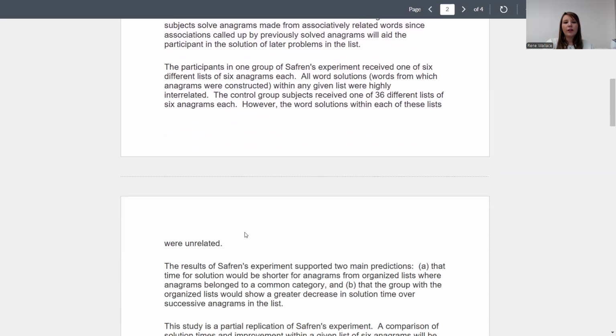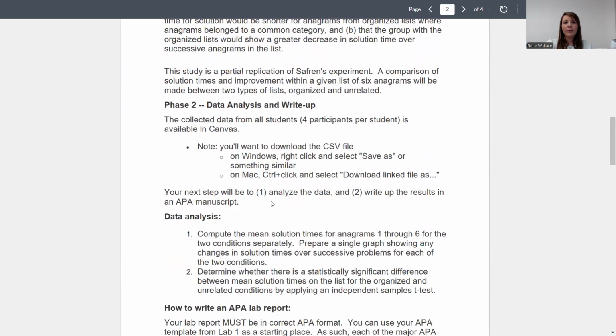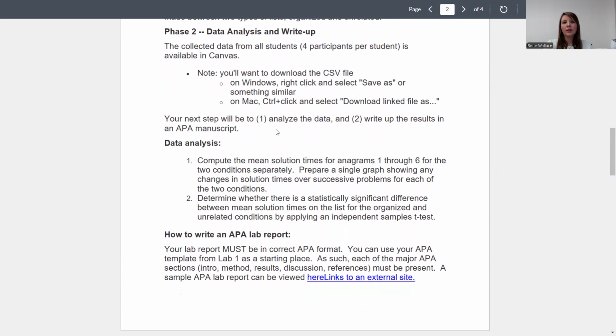And so you scroll through here, this is the stuff we read through last time. The data analysis and write-up. Here we are for lab 3.2. So you're going to compute the mean solution time for anagrams 1 through 6 for the 2 conditions separately. Prepare a single graph showing any changes in the solution times over successive problems for each of the 2 conditions. Then determine whether there was a statistically significant difference between the mean solution times on the list for unorganized and organized or related conditions by applying your independent samples t-test.